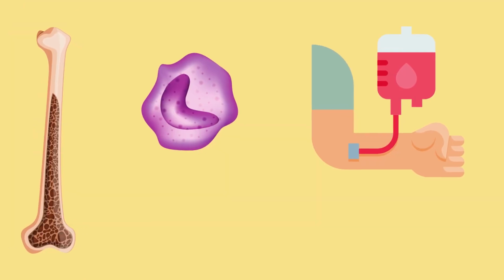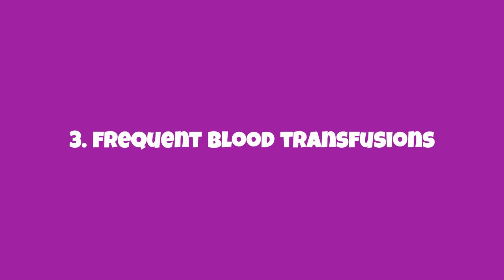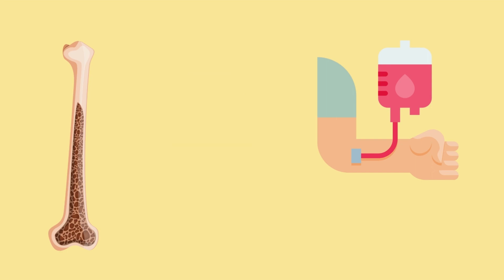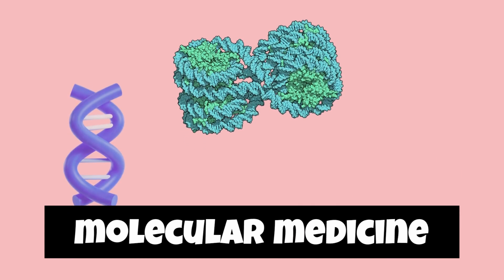Another approach uses transfusions. Patients require frequent blood transfusions and chelation therapy to restrict iron deposition. But the problem with this method is that despite improvements in transfusion practices and chelation treatment, you definitely need newer therapeutic strategies such as nanomedicine or something like gene editing. Then we focus on molecular medicine.